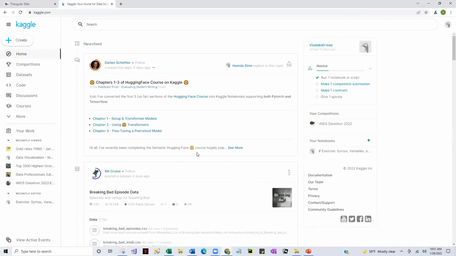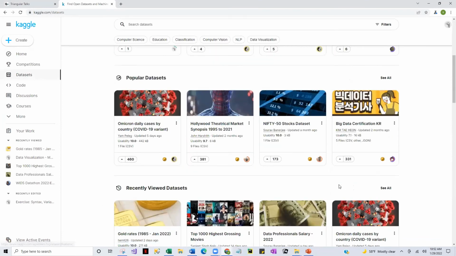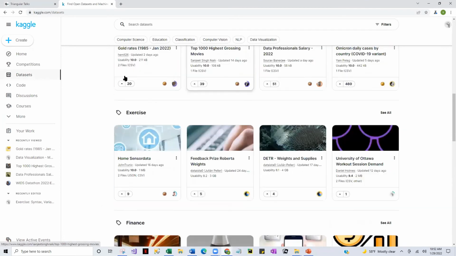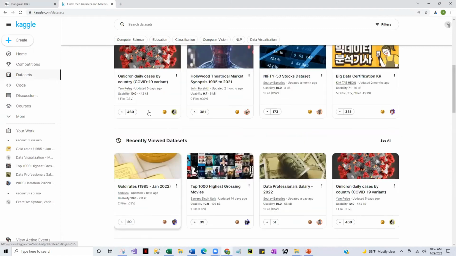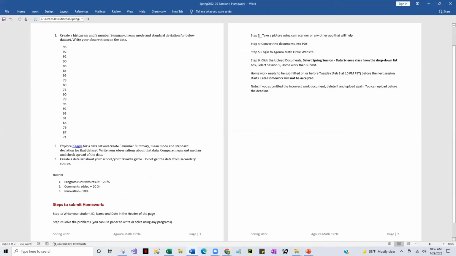So what I want you to do is log in to Kaggle and get a data set, any data set. I got this gold price from here. You see this gold rate, I got it from here. So you can get any data set. And what you need to do is find the 5-number summary, mean, median, mode, and standard deviation. And I want you to write your observation on the data.